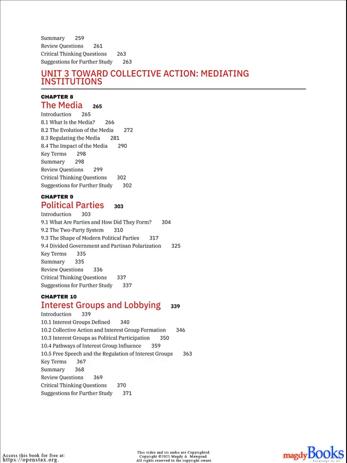Chapter 9. Political Parties. Introduction. 9.1. What are parties and how did they form? 9.2. The two-party system. 9.3. The shape of modern political parties. 9.4. Divided government and partisan polarization. Key terms. Summary. Review questions. Critical thinking questions. Suggestions for further study.